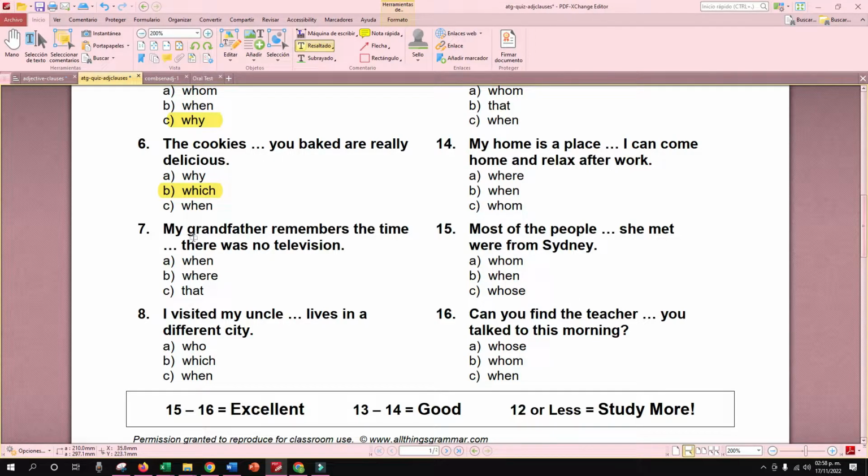Excellent. So my grandfather remembers the time there was no television. So when, where, or that? The time. Pay attention to this word. When. Excellent. You're talking about time, right? So my grandfather remembers the time when there was no television, right?